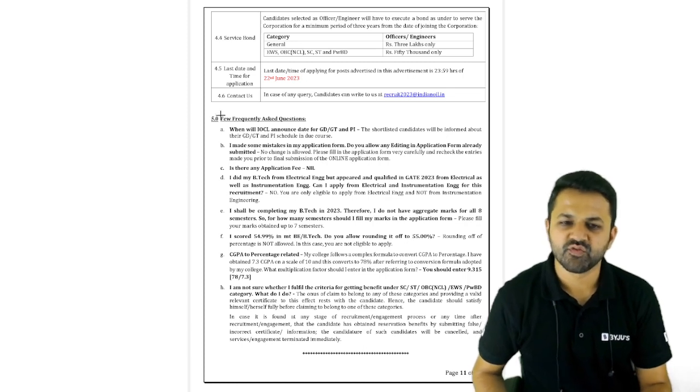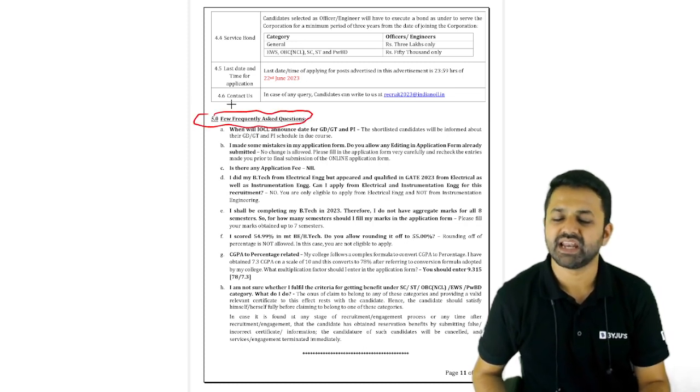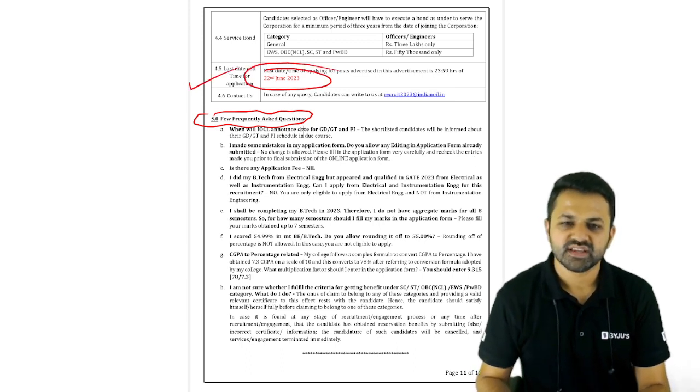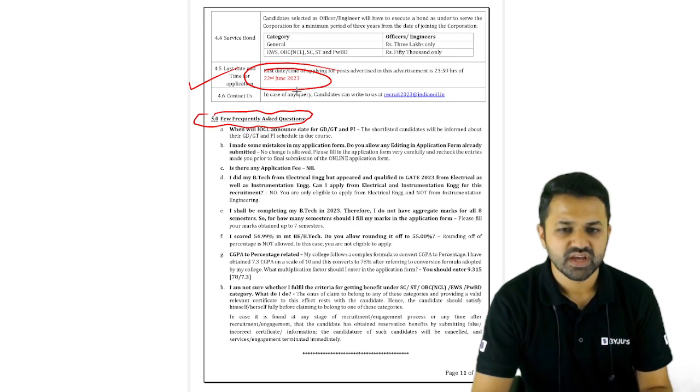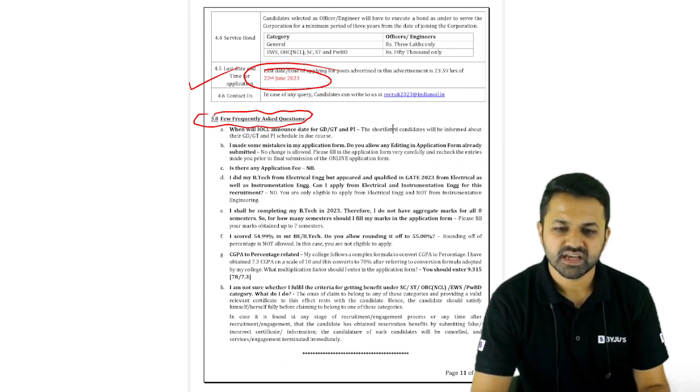There are a few frequently asked questions also, and the last date of application is 22nd of June. This is important, the last date of application is 22nd June. This is the 1st June, so you have 22 days and you can fill this. These are the frequently asked questions which you generally have doubts about.